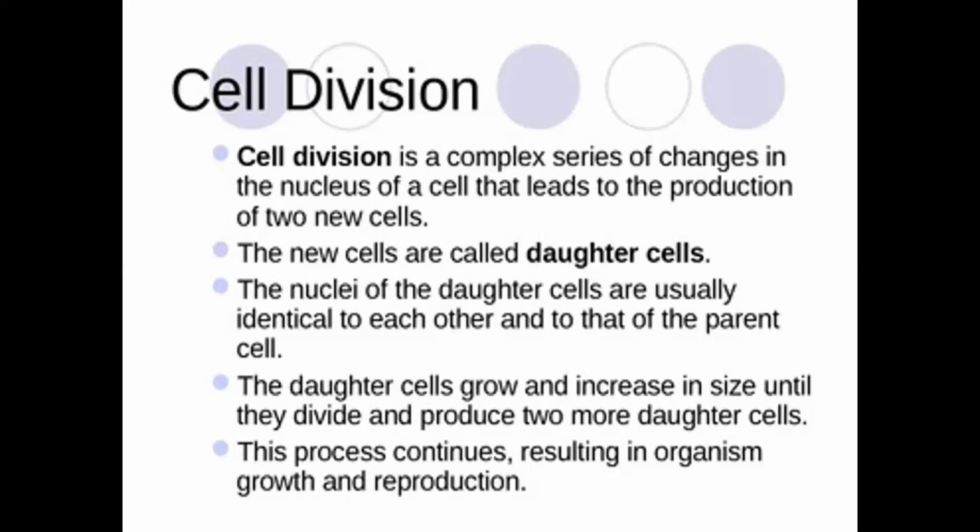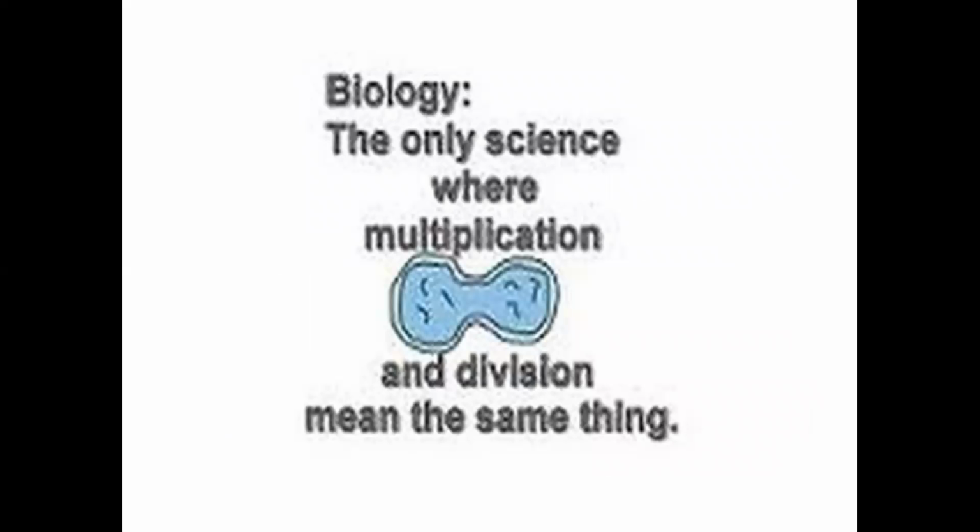So for unicellular organisms, cell division is very vital for their reproduction, and for multicellular organisms, cell division is important not only for their reproduction but also for their growth. Okay, and we can divide cell division into two types, mitosis and meiosis, and today we are going to talk about mitosis only. And here is an interesting fact: biology is the only science where multiplication and division mean the same thing.